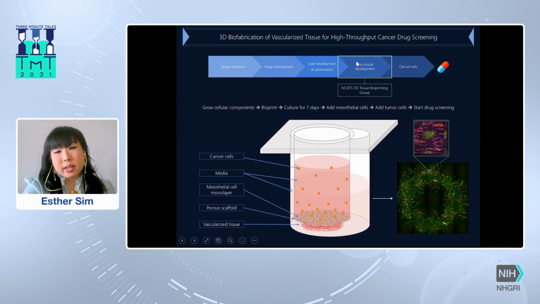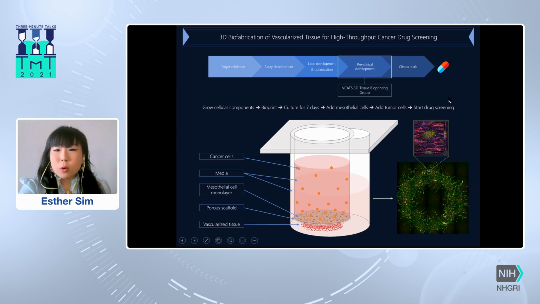And so as such, it is crucial for us to develop more predictive preclinical disease models that are able to mimic the in vivo environment of the human body so that we can better identify drugs with high efficacy. And this ultimately leads to our main objective, which is to develop high-throughput vascularized 3D tissue models that greatly mimic complex human microenvironments, which is where our group at NCATS comes in.